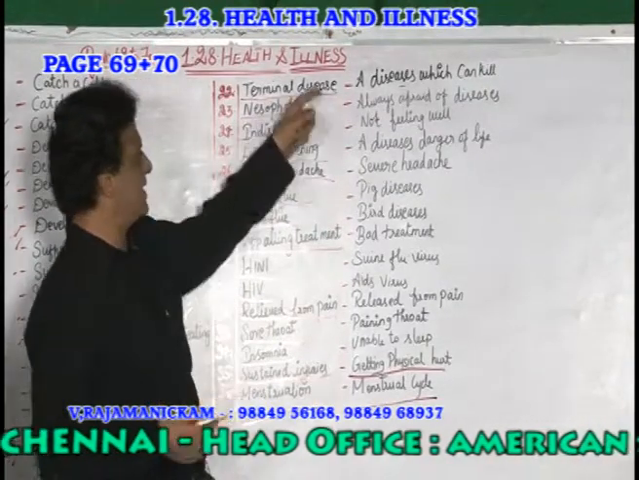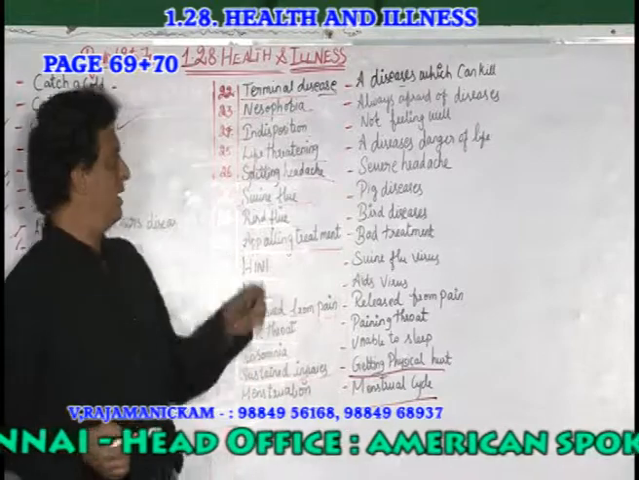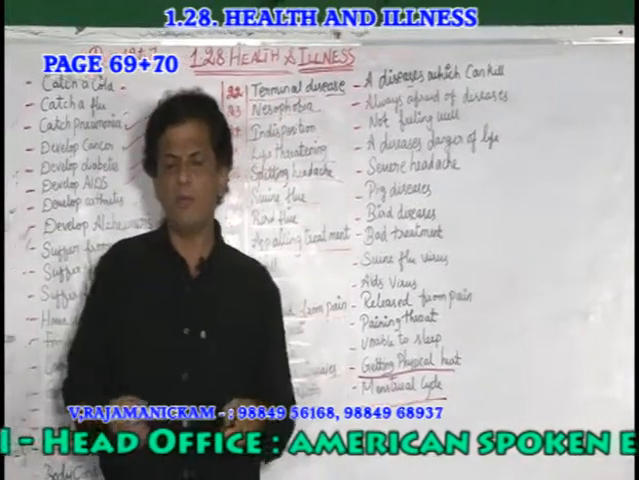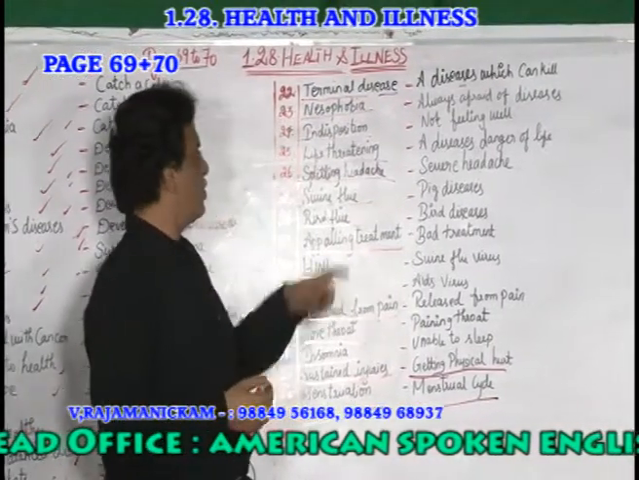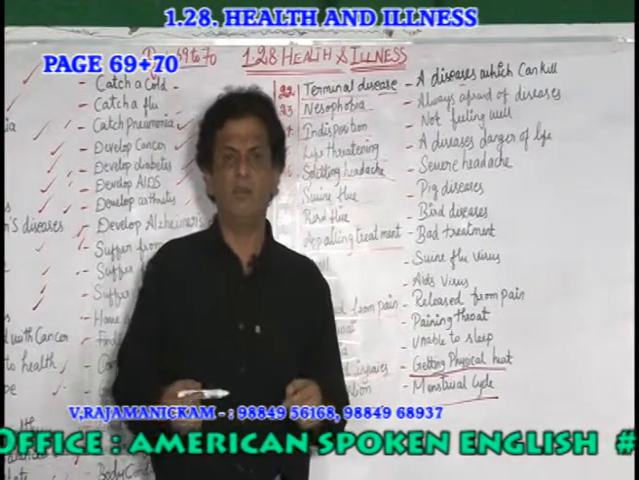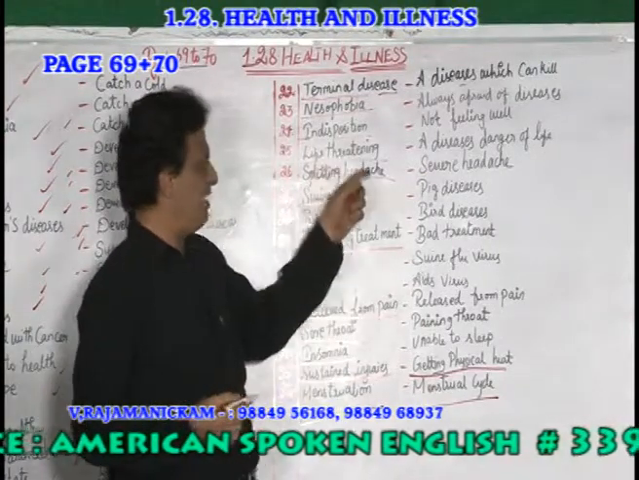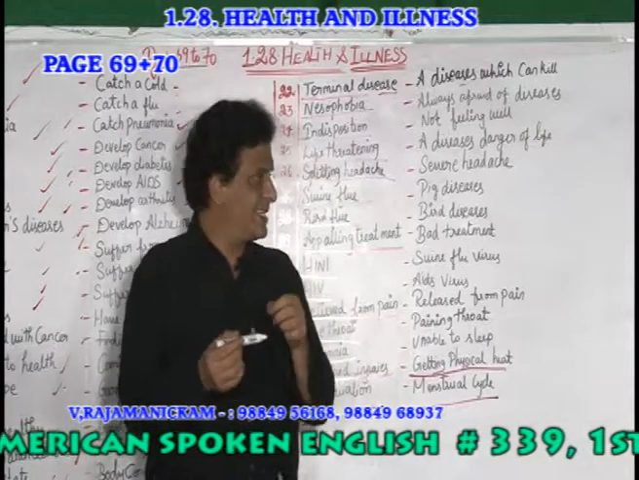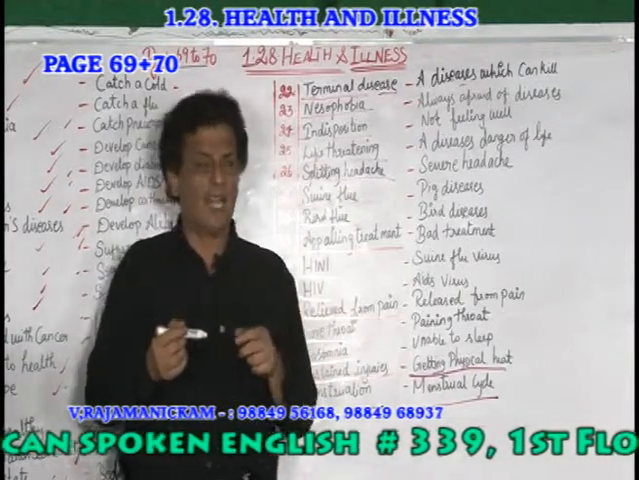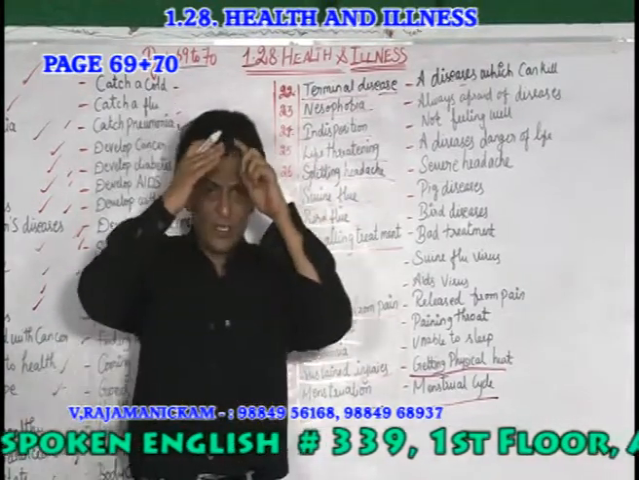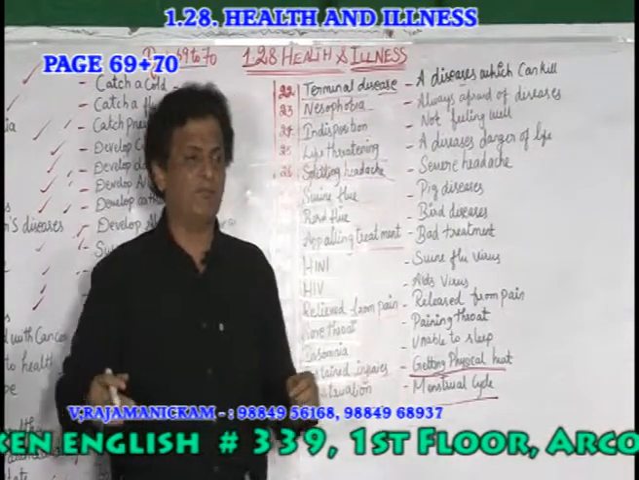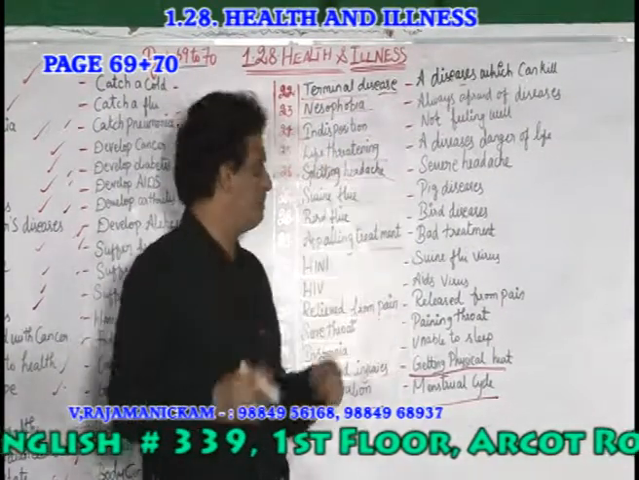So what do you mean by terminal disease? A disease which can kill. What do you mean by nisophobia? People who are afraid of diseases. What do you mean by indisposition? Not feeling well. What do you mean by life-threatening? A disease which has danger for life. And what do you mean by splitting headache? You feel that your head is getting completely out of order, going to break.